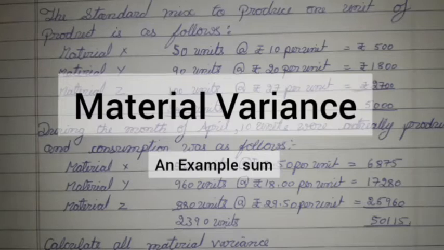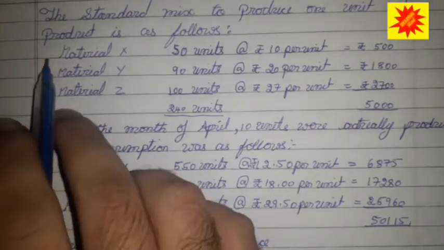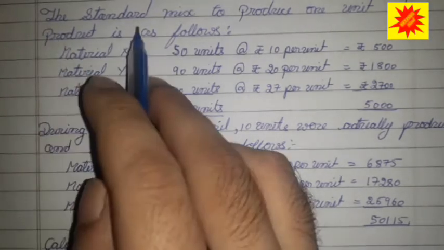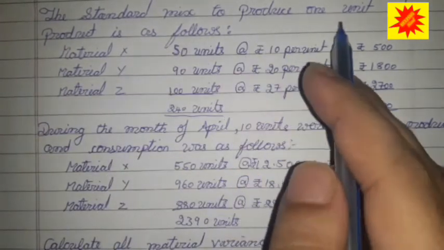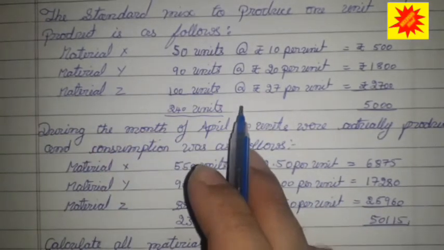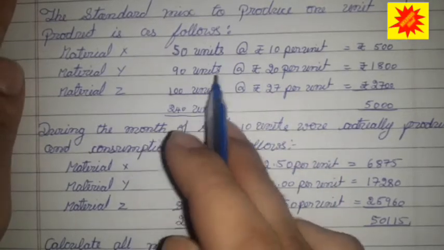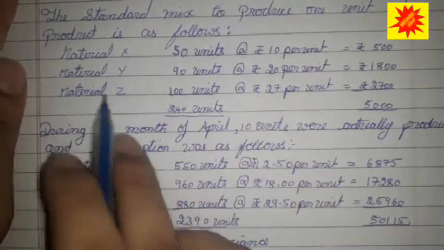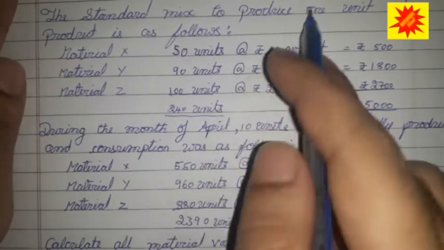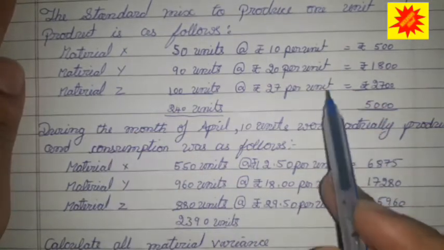See one sum on material variance in full detail. They have given us the standard mix to produce 1 unit of a product as follows. To produce 1 unit of the final product, they are incurring these standard costs. To produce 1 unit, these are the costs incurred.